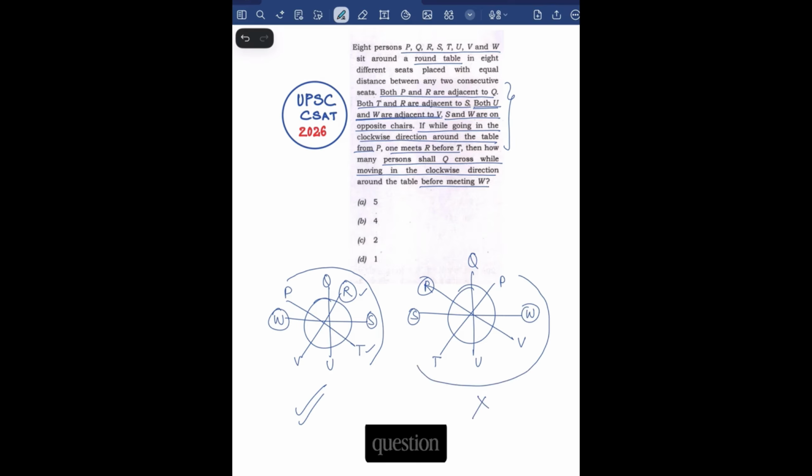Now let's read the question. How many persons shall Q cross while moving in the clockwise direction before meeting W? So let's start from Q. We meet R, S, T, U, V before meeting W. So we have 5 persons before we meet W. So the correct option is option A.